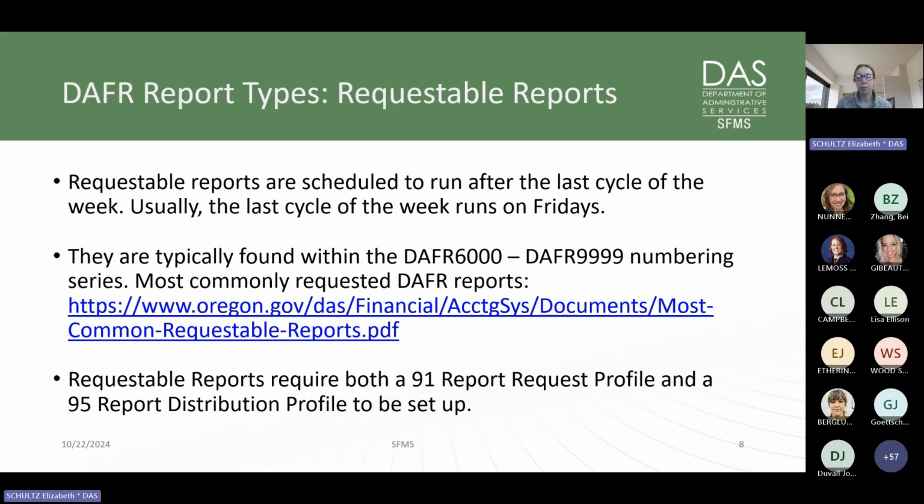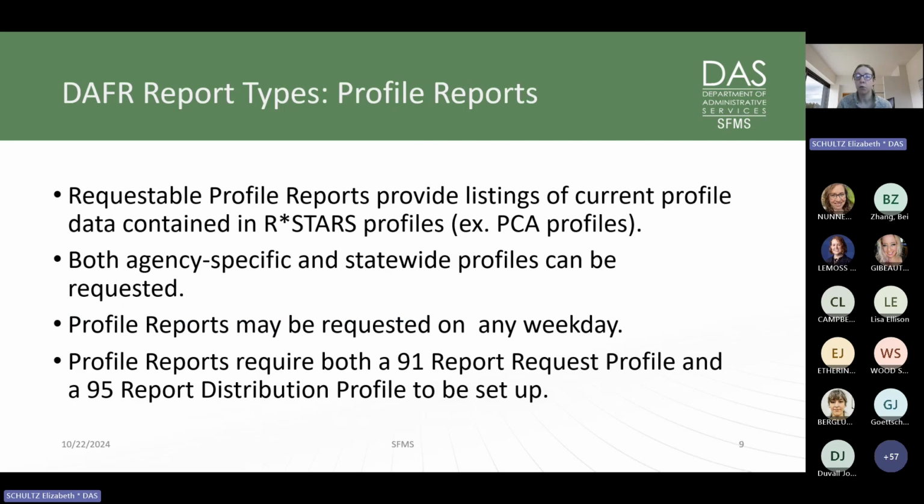The final type of report that we have is a profile report. These ones need to be requested as well. You have to order them specifically on the 91 profile. And these provide a listing of current R-Stars profiles. So if you wanted to run a report to see all of the PCAs that you have active or all of the agency objects, or, you know, you can do statewide profiles too if you want to see all of the T codes that are available or all of the comp objects. These profile reports can be requested.